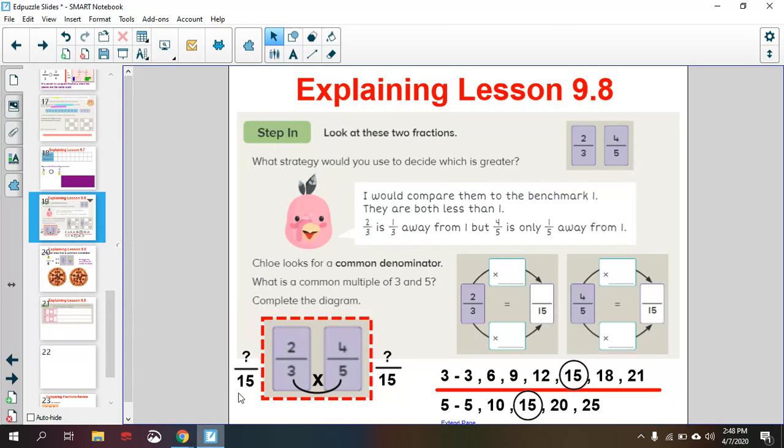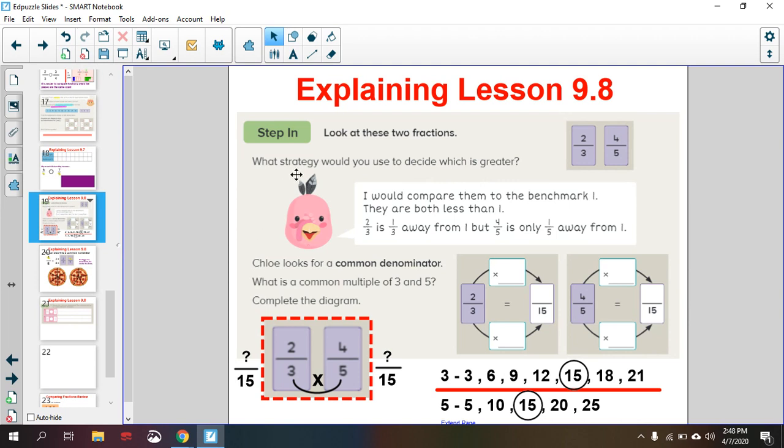All right, so just to make it a little bit easier to see, at the top of page 340, talking about lesson 9.8, they're still having you compare fractions, but they're having you think about different ways that you can do it. So in our step in up here, it says, look at these two fractions. So I have 2/3 and I have 4/5. And it's asking you, what strategy would you use to decide which is greater or which is bigger?